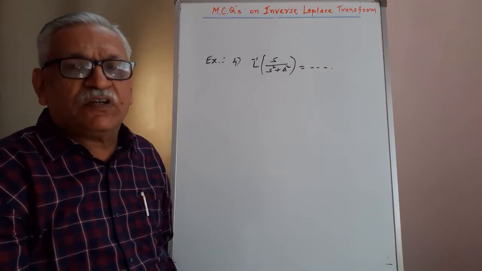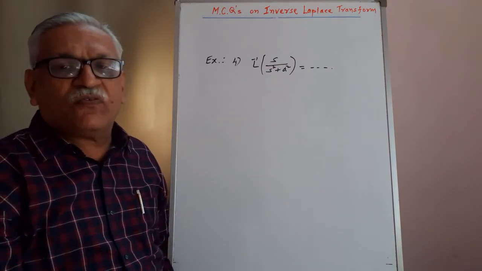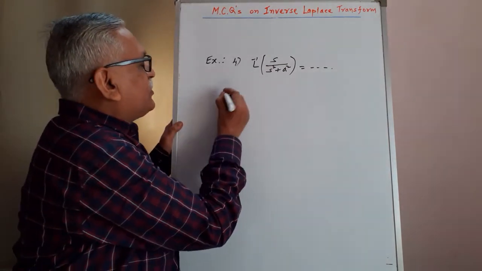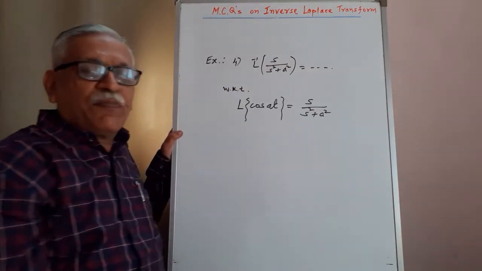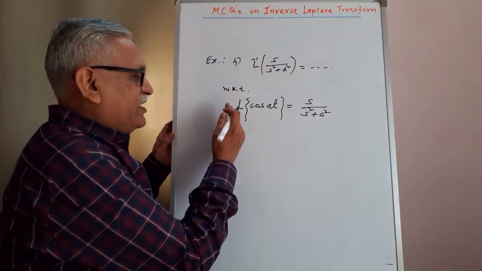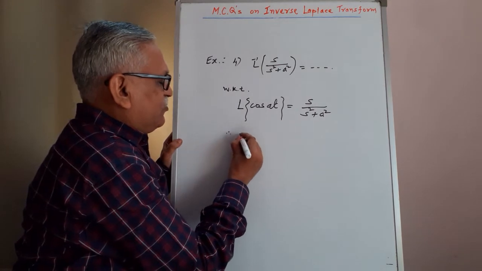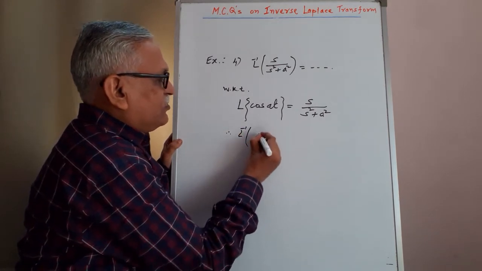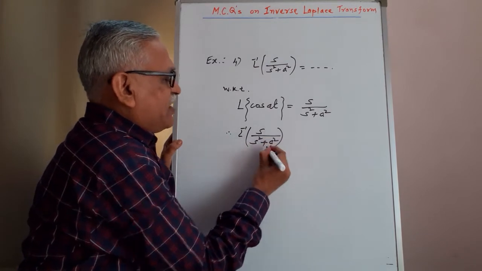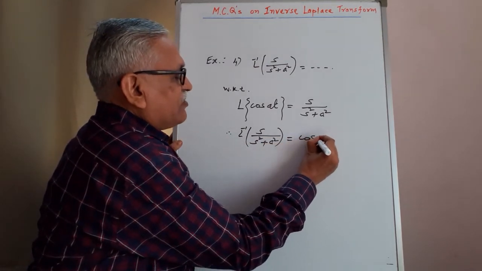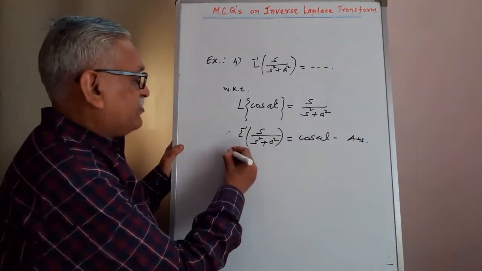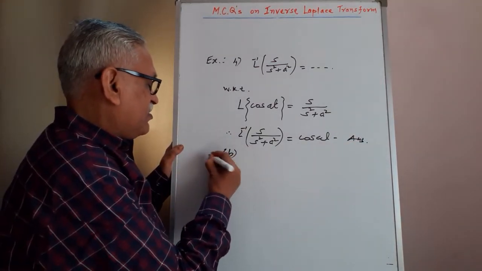Example number 4, find inverse Laplace of s divided by s square plus a square. To find the correct option, we know that Laplace of cos of at is s divided by s square plus a square, and then transferring this to the other side, we get inverse Laplace of s upon s square plus a square as cos of at as the answer. B is the correct option.